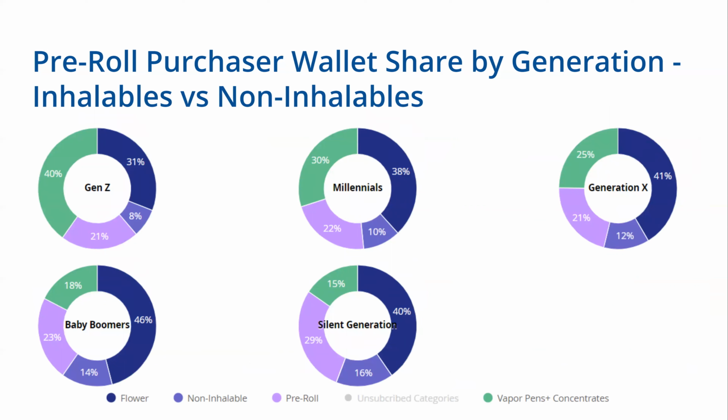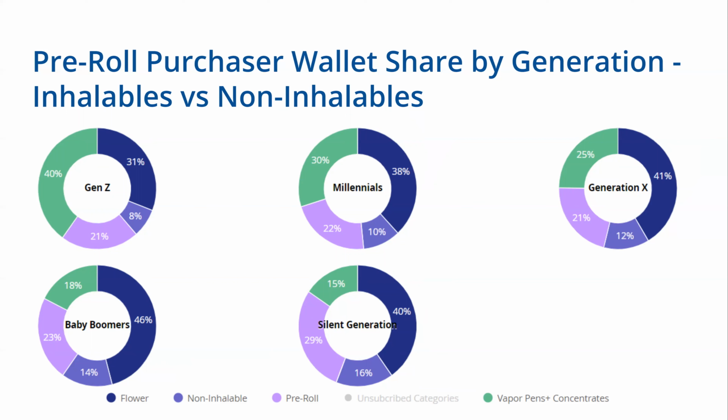This is much easier to see. We have flower, pre-roll, we combine vapor pens and concentrates, then all the other non-inhalable products are lumped together. Even though this data is for pre-roll customers, the wallet share of both vapor pens and concentrates gets smaller and smaller as we move to older generations. Seems like a lot of older generations are still hesitant to dip their toe in the vaping and dabbing world, and the younger generations sure do love those vapor pens.